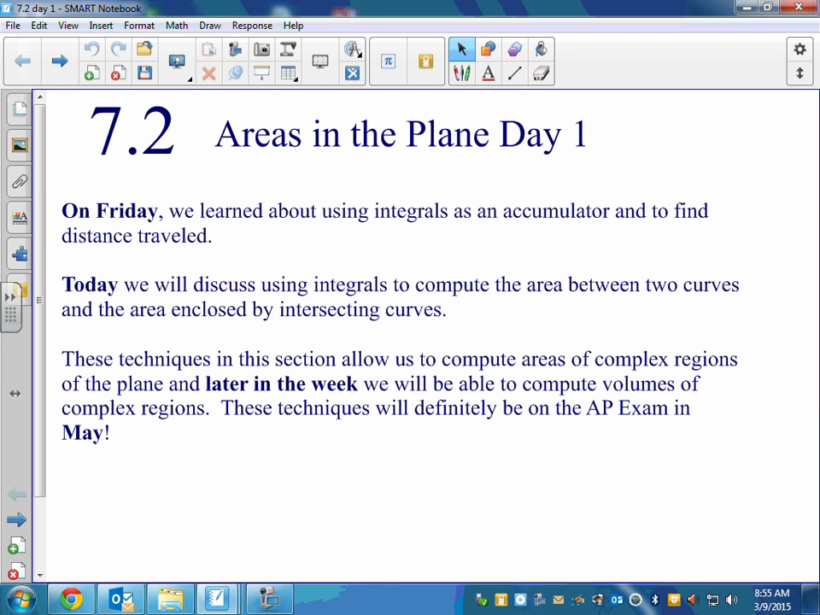about area under a curve. Today we're going to look at what if we have more than one function graph and finding the area between the two curves. So this is going to allow us to compute areas of complex regions of the plane. Later in the week, we'll be able to compute volumes of complex regions. We'll see if we get to that this week or if it's next week.